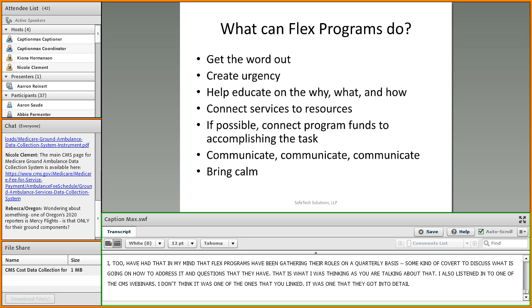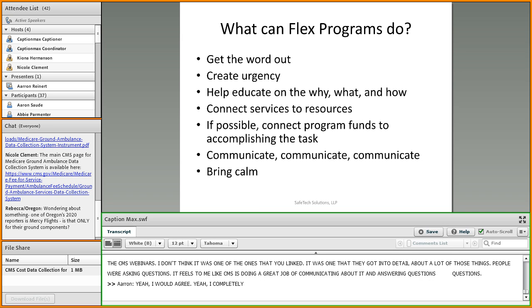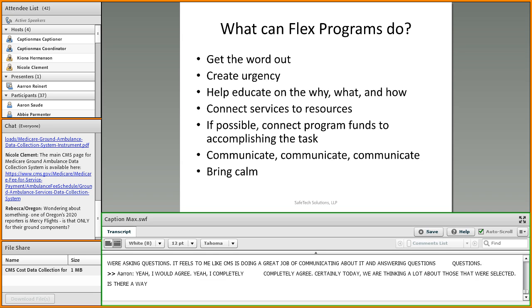So communicate, communicate, communicate, I absolutely agree with. And then connecting program funds, I don't think that is a jump. Erin, what you were saying, I too have kind of had it in my mind that flex programs could maybe be gathering their rurals on a quarterly basis, some kind of cohort to discuss what they're working on, how they're addressing it, and questions that they have.